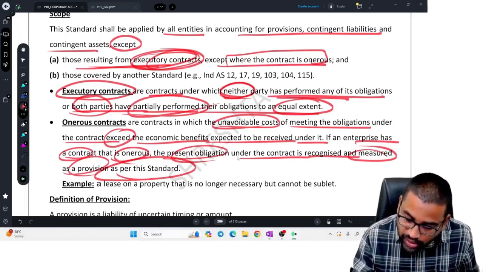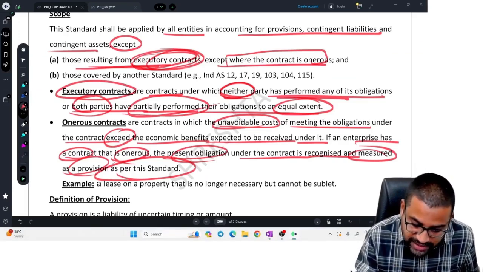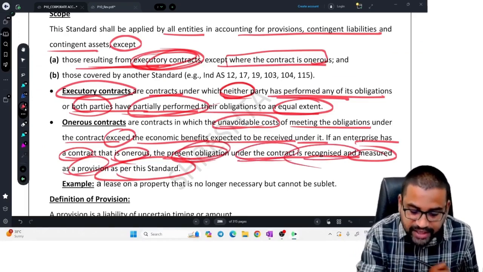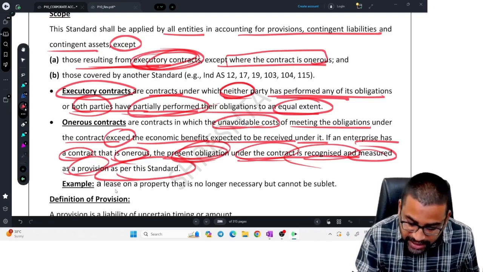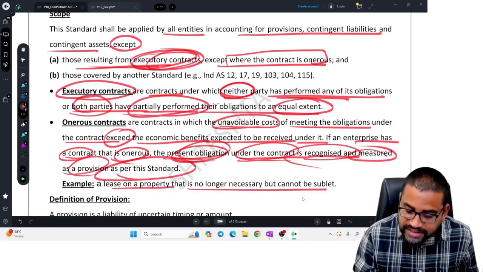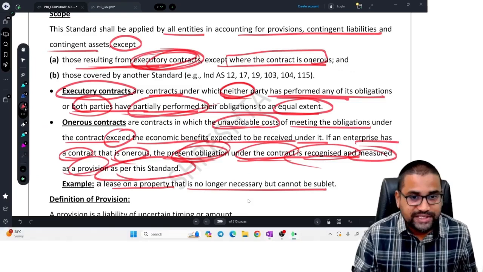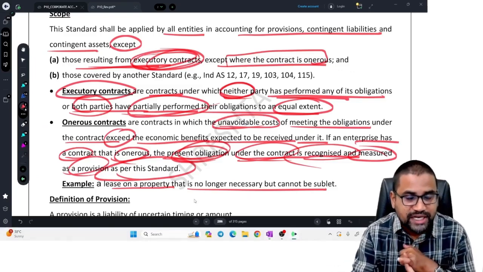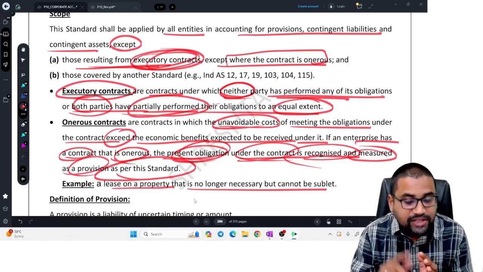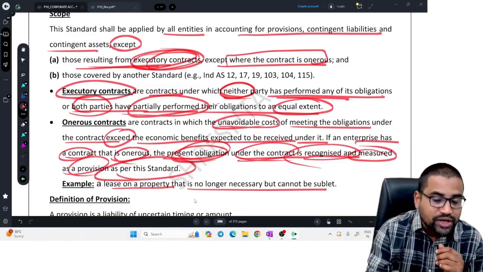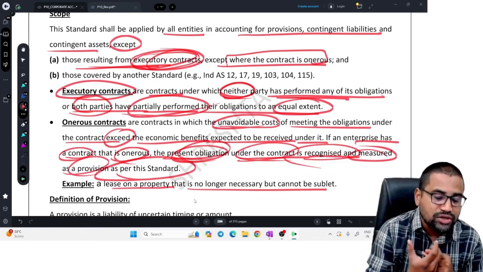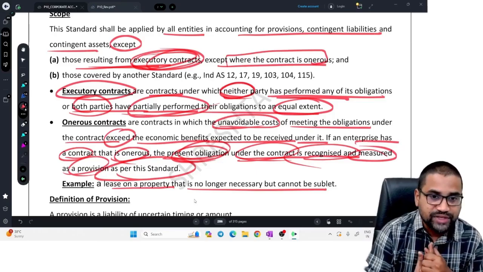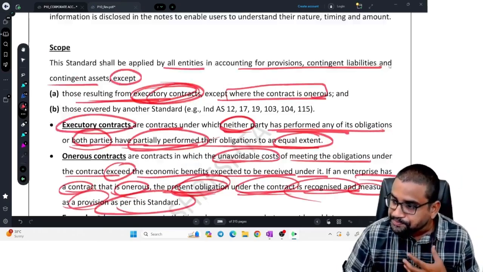So whenever the contract is onerous in nature, the present obligation under the contract is recognized and measured as a provision in this standard. Example, a lease on a property that is no longer necessary but it cannot be sublet, as I said just now. So this is called an executory onerous contract. For executory contracts, this standard is not applicable. But if the contract is onerous in nature, this standard is applicable. What is an onerous contract? The cost of meeting the obligation is more than the economic benefits we are going to receive from it. The standard is applicable.